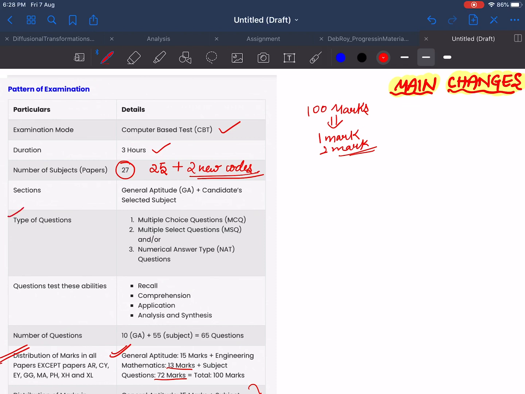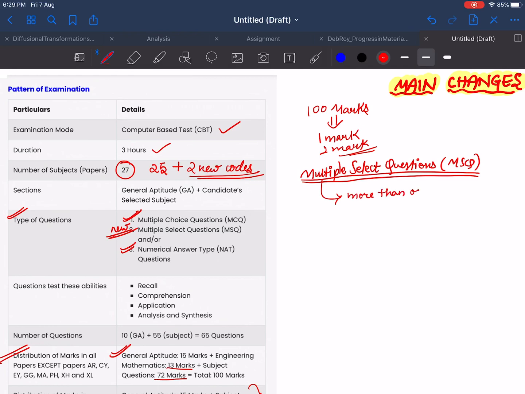Now this is an important change that I want to talk about, which is the type of question. Previously we know about multiple choice questions, where we choose a single option. We also know numerical answer type, NAT, where we have to type the answer ourselves. Now what is this new thing? Multiple Select Questions, MSQ. If you remember JEE Mains or Advanced, this is picked up from them. Here you have more than one correct answer, more than one correct option out of four options. So this is something added into GATE.